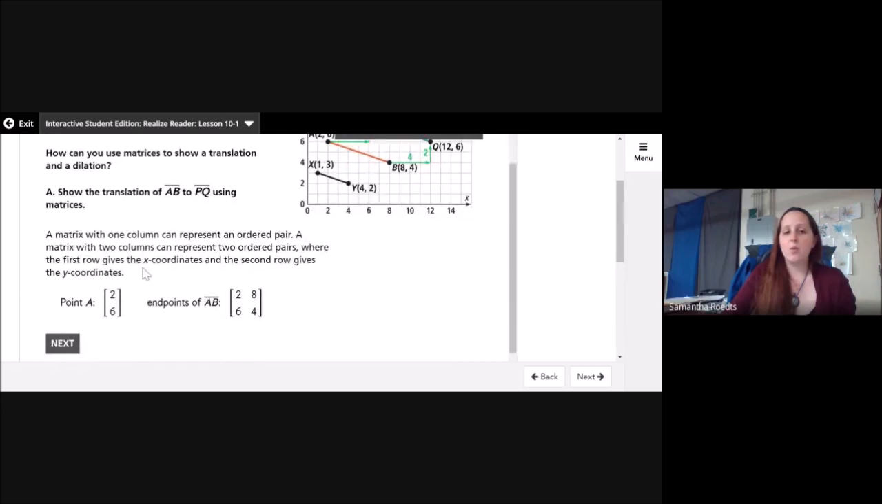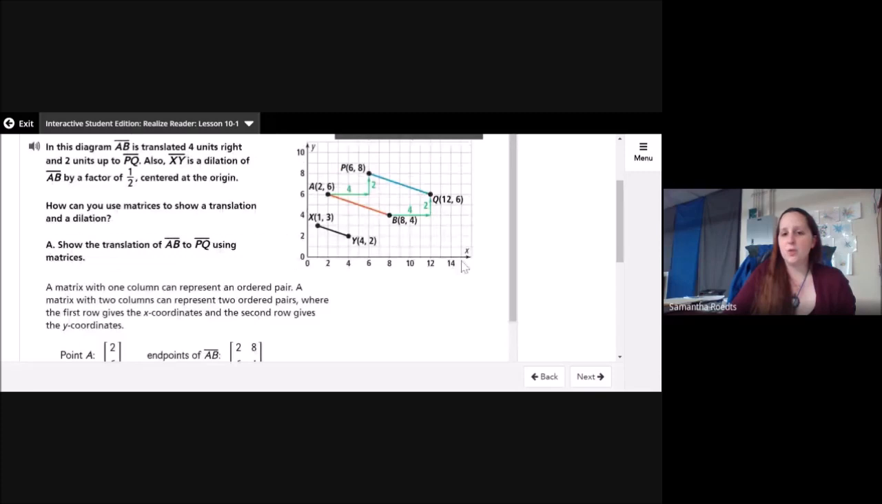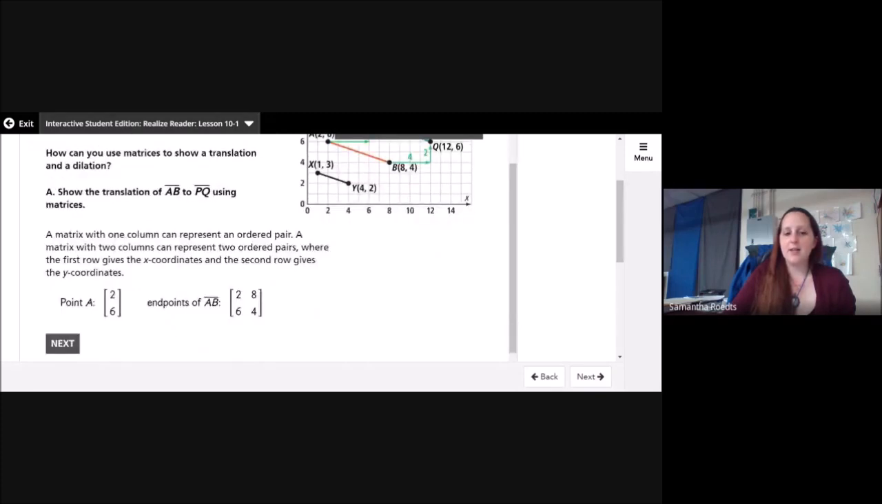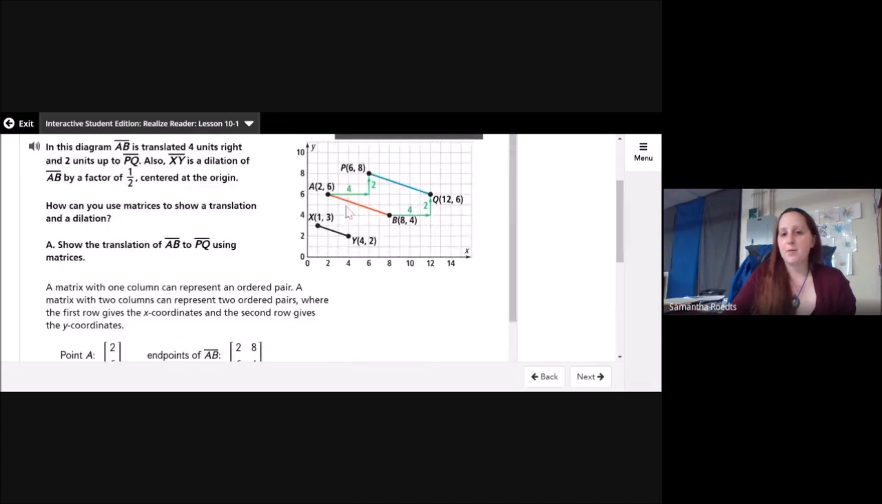So a matrix with one column can represent an ordered pair. A matrix with 2 columns can represent 2 ordered pairs, where the first row gives the X coordinates and the second row gives the Y coordinates. So point A is 2, 6, and the endpoints of segment AB are 2, 6, and 8, 4. So here's A, B, 2, 6, 8, 4.